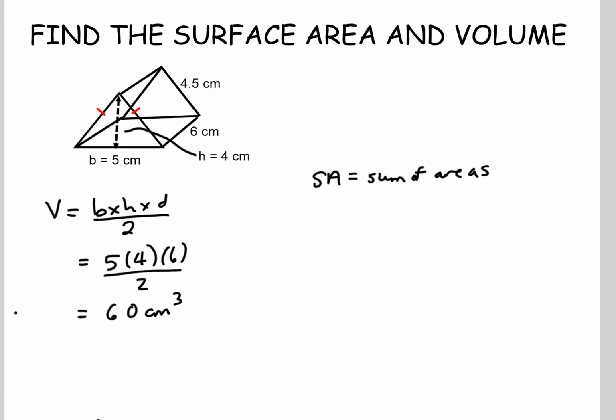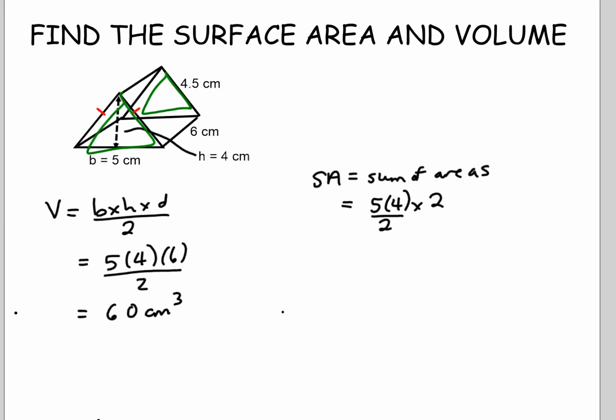So in a triangular prism, we have 2 triangles. In this case, they are isosceles triangles. The formula for area of the triangle is base times height divided by 2. So the triangles would be right in here, and there are 2 of them. So that would be the base is 5, the height is 4. We divide by 2, but then there are 2 of them. So some of you are going to prefer to not write the divide 2 times 2. You're just going to write 5 times 4.